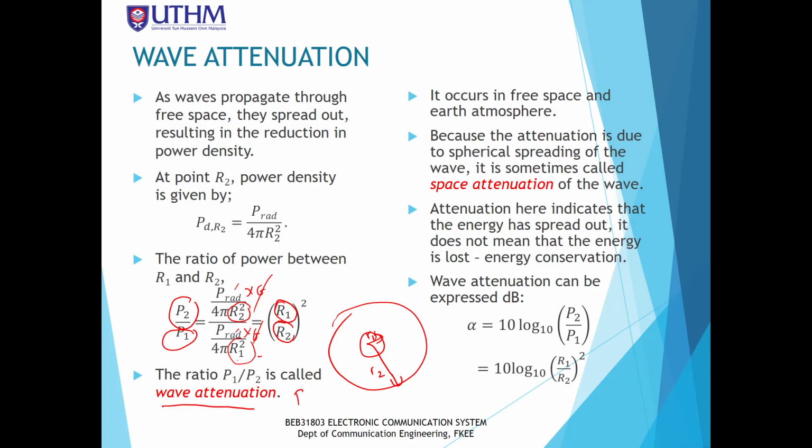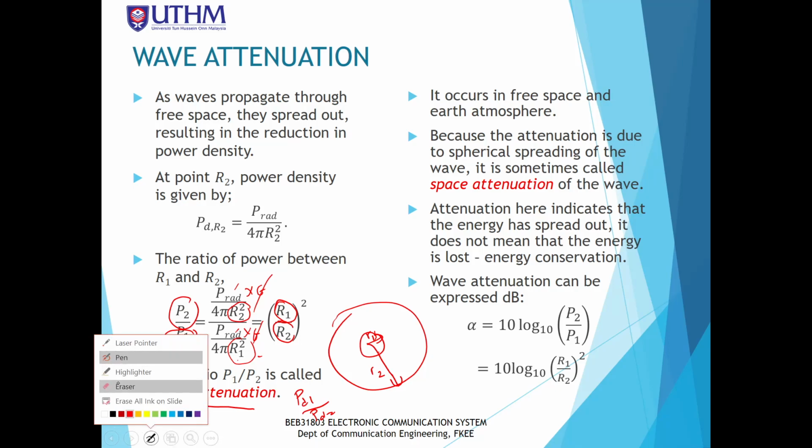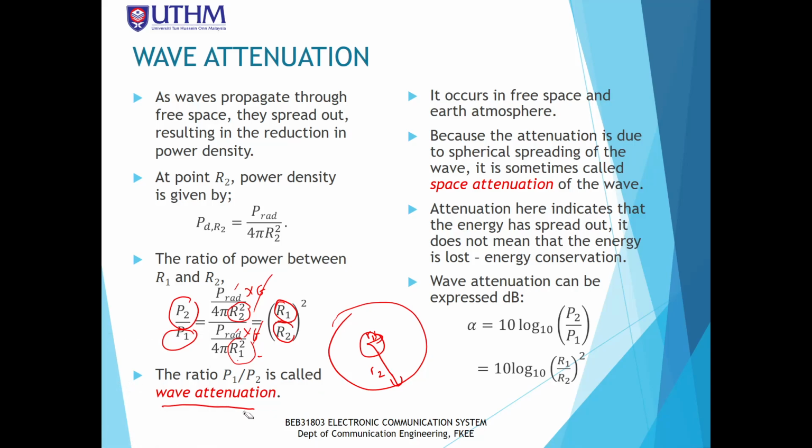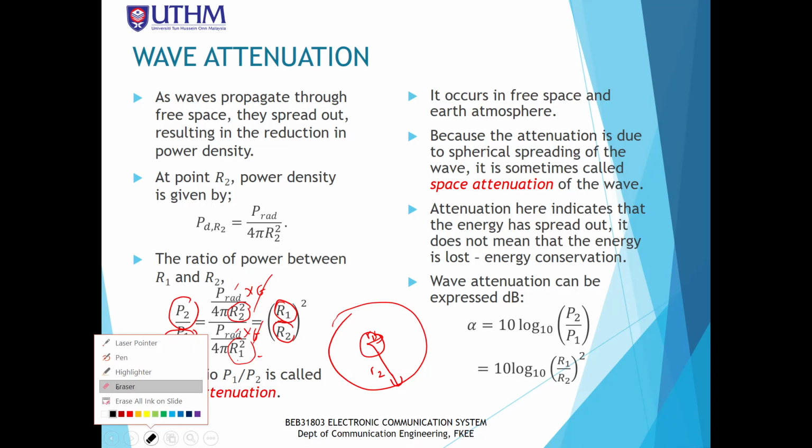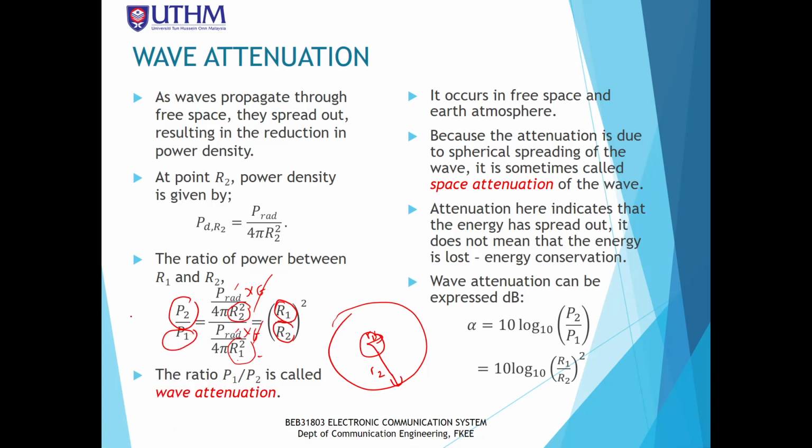So this is actually PD1. Don't be confused with power. This is not power. This is power density. So PD1 over PD2 actually. So if I do it like this, you will get confused. Okay. So wave attenuation is actually the ratio of two different power densities. That's it. Okay. So that it is easier to understand.